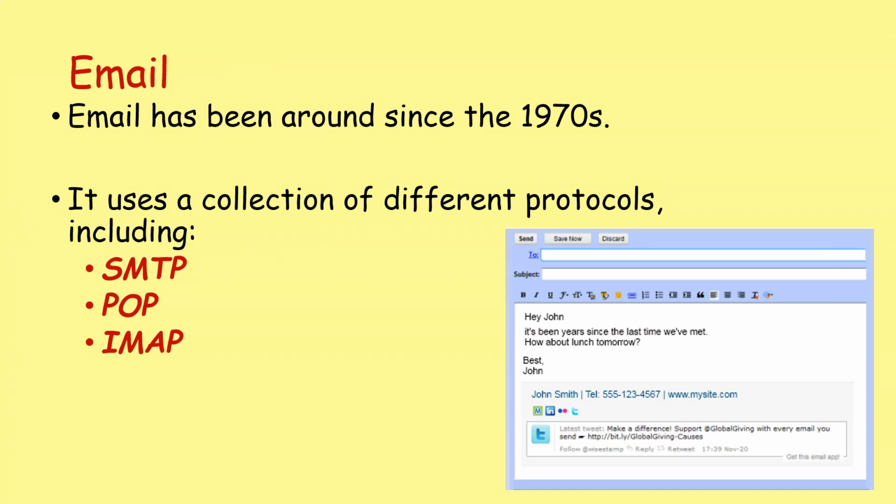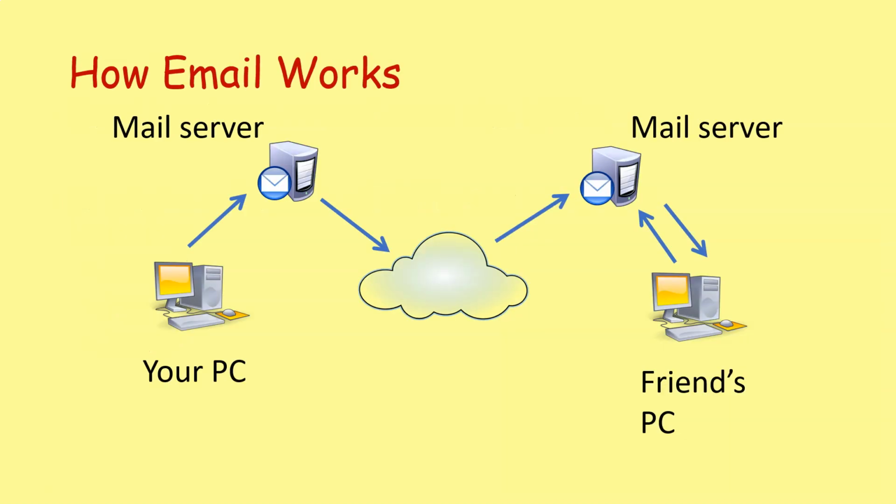Email is the original killer app for the internet. It's been around since the 1970s, and there's 3 protocols that you need to know about for your exam: SMTP, POP, and IMAP. If you look basically at how email works, you send the email from a client on your PC, it goes to a mail server, it then goes from mail server to mail server over the internet until it arrives at the mail server of the recipient, where it waits on that mail server until your friend's email client logs in, asks for the email, and then retrieves that email onto the PC so your friend can read it.